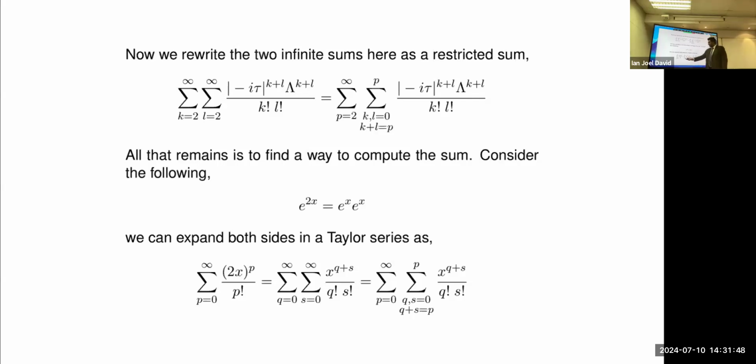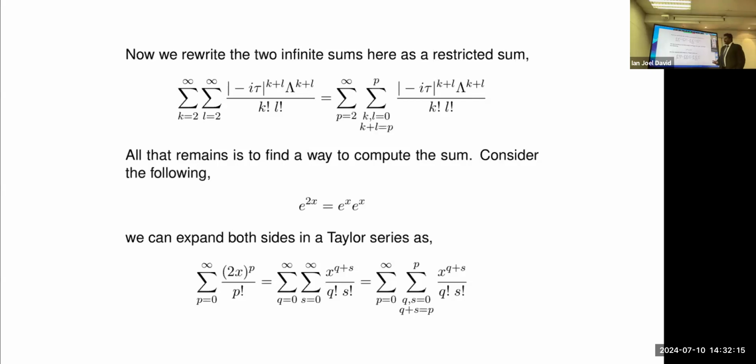Then let's expand the other side by expanding the individual exponentials. You'll get two Taylor series, where it's x to the power q plus s all over q factorial times s factorial. And let's apply the same idea of the restricted sum to this expression. And what do we get? Well, we get the sum from p going from 0 to infinity, the sum over q and s going from 0 to p, with the restriction that q and s should always sum to p.